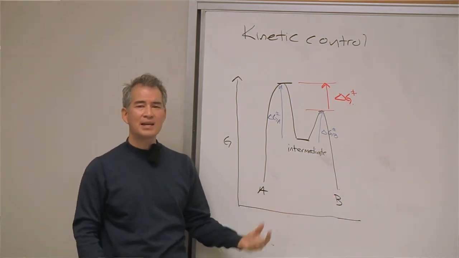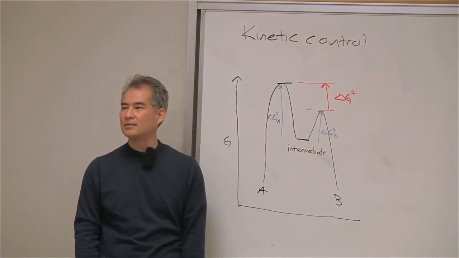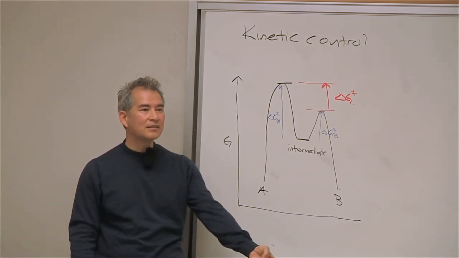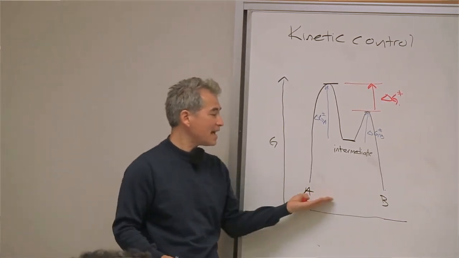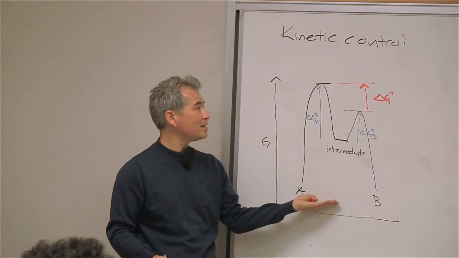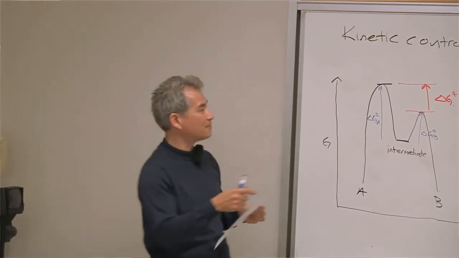How do you know whether you're getting a 1 to 1 ratio? Look at your NMR. Look at your TLC. Look at the LCMS for your reaction. You can easily estimate what these ratios are. And if you know those ratios, you can back calculate this difference in free energies.